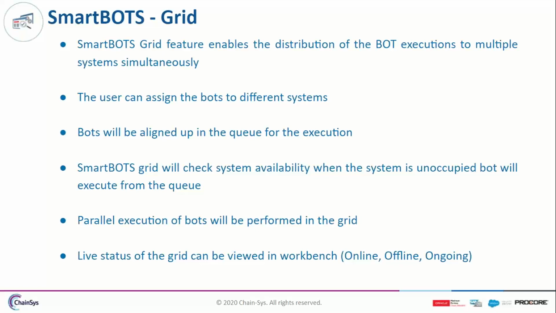And we have the statuses online, offline, and ongoing. Online is the VMs which are connected to the grid now. And offline is it is already connected, but currently it is not available. And ongoing is the ongoing process of bots that are currently executing. So you can see all this information in our workbench. So this is a very useful functionality when you have a large number of bots, like 500, 300 to be executed every day. And if you want to distribute the process, it will be very useful.